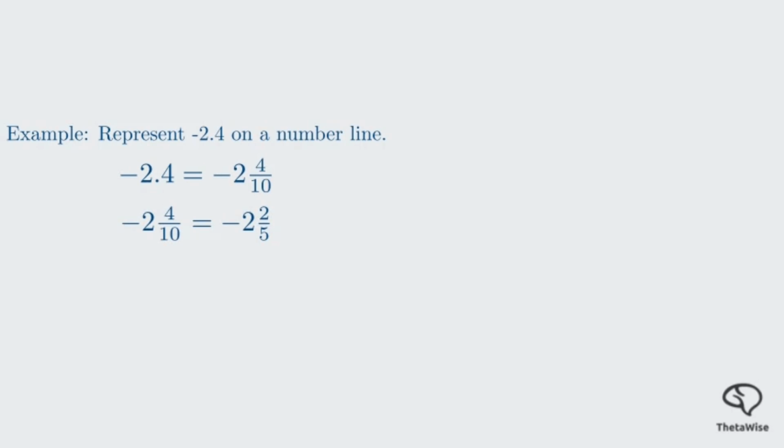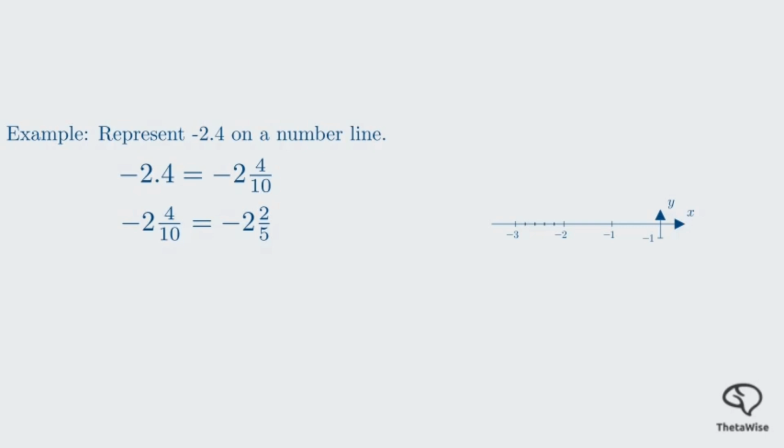This tells us it's past -2, but not all the way to -3. So, we start at 0 and move left past -1 and then past -2. Now we are in the space between -2 and -3. The fraction part is 2/5.